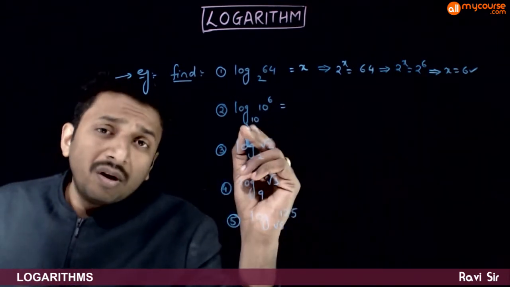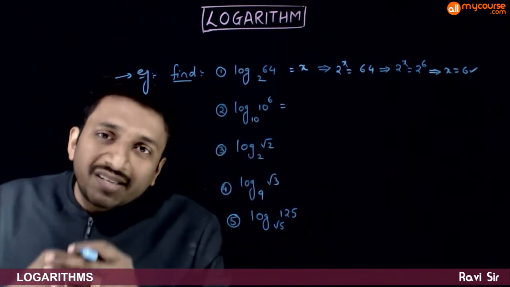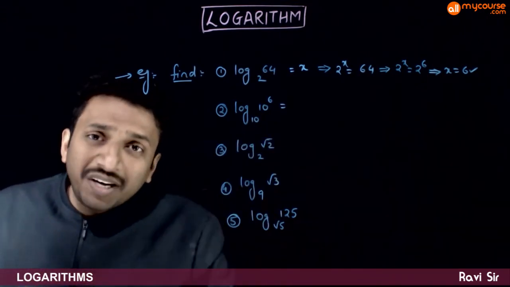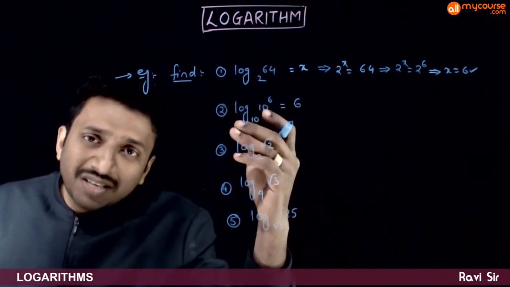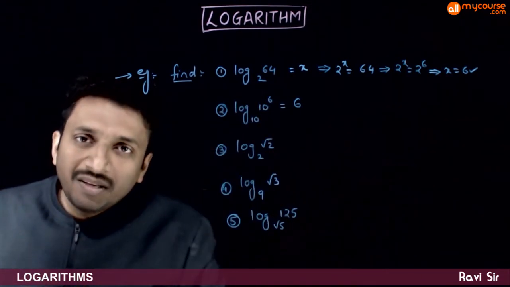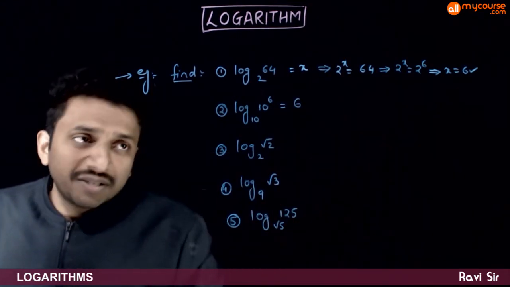So again, the question is, to what power should 10 be raised to get 10 power 6 as the answer? The answer is, I hope, very clear. The answer should be 6, right? 10 has to be raised to the power 6 to get 10 power 6. So that's very clear. You can also do it by the above process and get 6 as the answer.